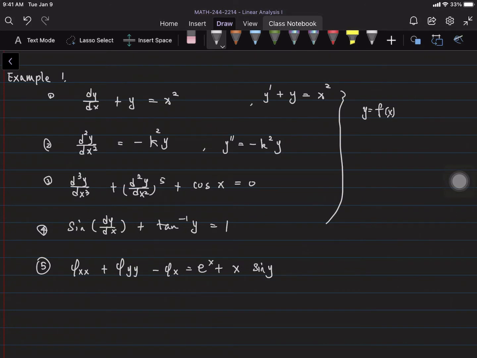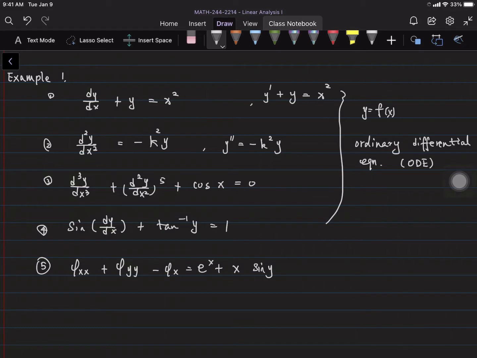And for those kinds of differential equations, we call them ordinary differential equations. We also call them ODE. So we sometimes just say ODE.